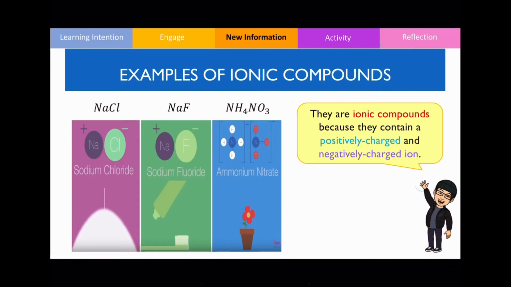On this particular slide, I'm showing you some examples of ionic compounds. I'll show you one for sodium chloride, sodium fluoride, as well as ammonium nitrate. If we zoom in, we can see that these ionic compounds do consist of charged particles, a cation as well as an anion. You can see it by these charges over here.